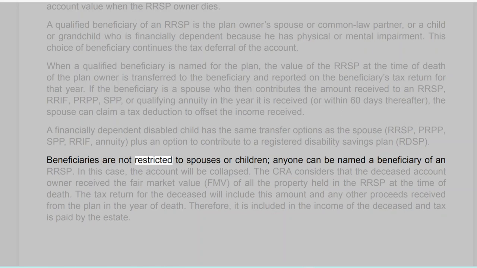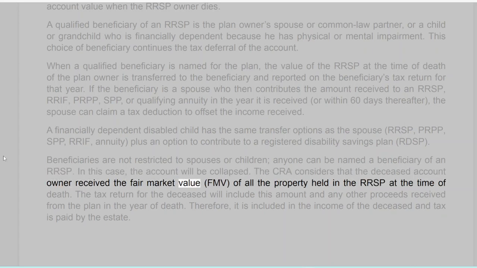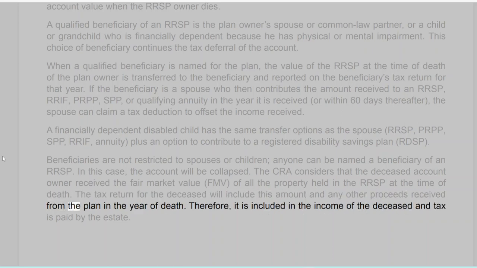Beneficiaries are not restricted to spouses or children. Anyone can be named a beneficiary of an RRSP. In this case, the account will be collapsed. The CRA considers that the deceased account owner received the fair market value, FMV, of all the property held in the RRSP at the time of death. The tax return for the deceased will include this amount and any other proceeds received from the plan in the year of death. Therefore, it is included in the income of the deceased and tax is paid by the estate.